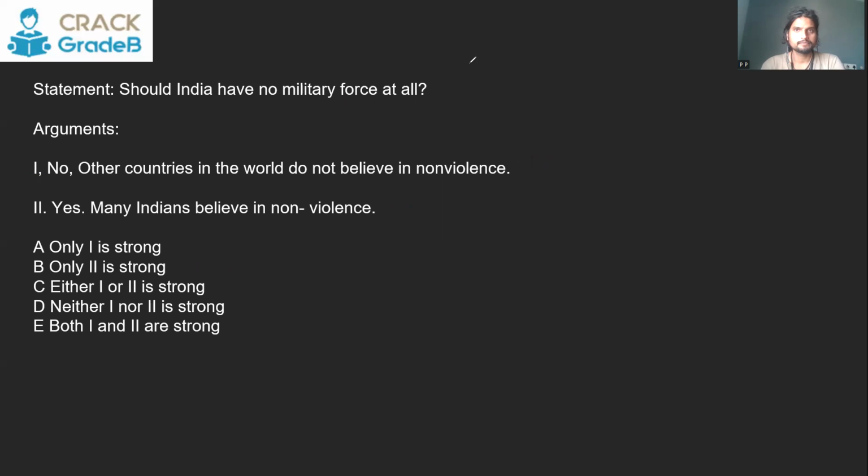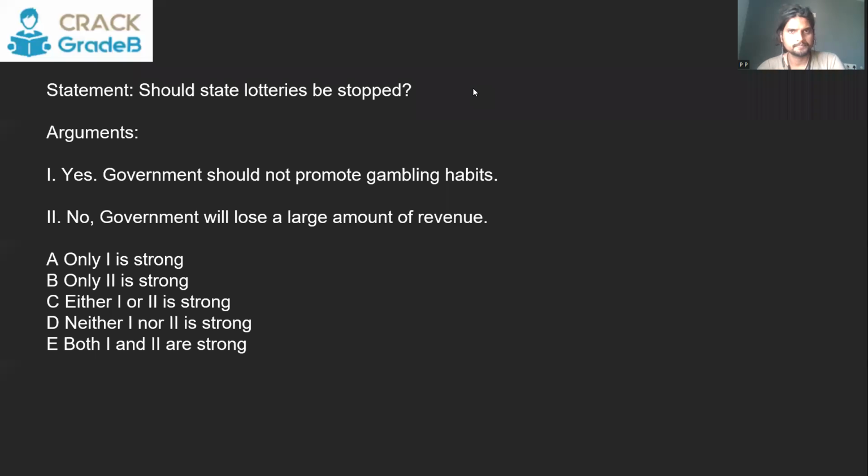Let's see one more. Okay, let's see this. Should state lotteries be stopped? Argument number one: yes, government should not promote gambling habits. It is totally a correct argument. If one side is saying government should not promote gambling habits, and we are talking here about state lotteries, that means government-sponsored lotteries. So yes, government should not promote gambling habits. It's a strong argument. And second, no, government will lose a large amount of revenue. That is also a strong argument.